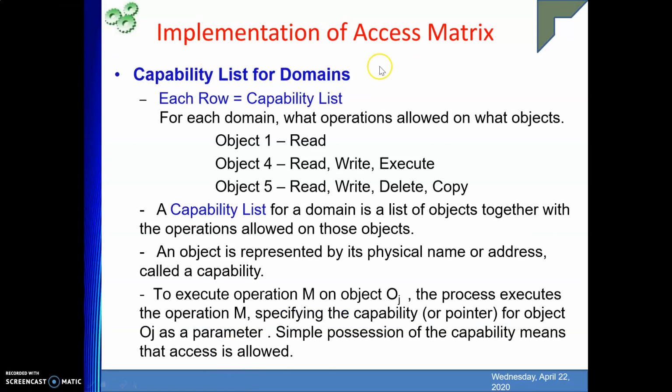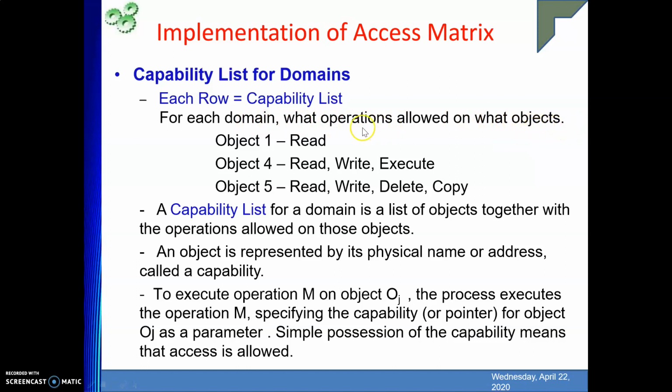Then the next one is capability list for domains. So this time we are slicing the access matrix row-wise. Each row we are representing as a capability list. So a row represents what? Domains. Each row gives me one capability list. For each domain, what we will have is what operations are allowed on what objects.